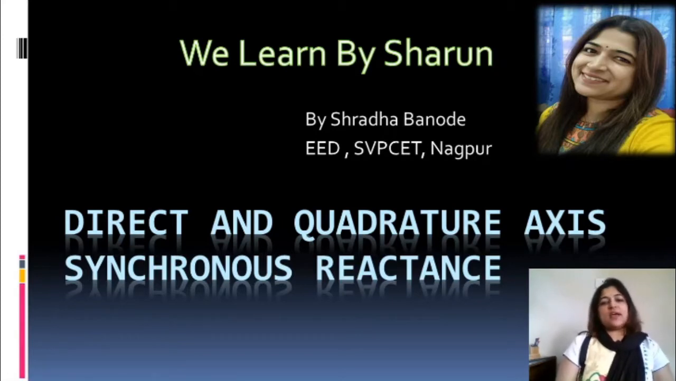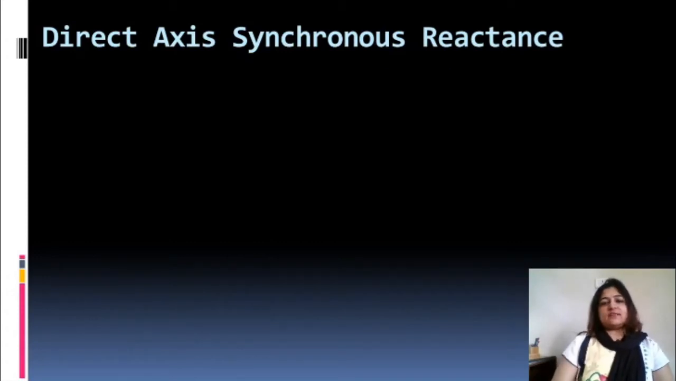In this series, we are learning synchronous machines, and in today's session, we are going to concentrate on direct axis and quadrature axis synchronous reactance. If you want to understand what exactly d-axis and q-axis are, you can refer to my previous video. The link is there in the description box. So let's get started.